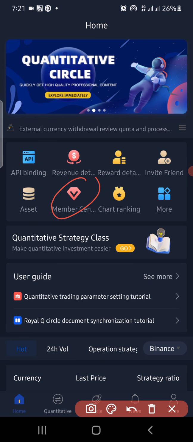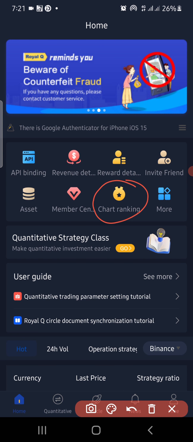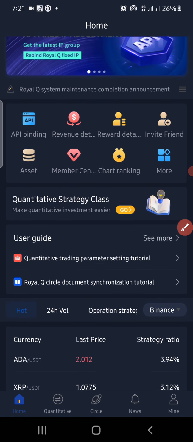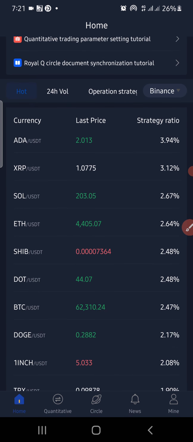Then here is your ranking. Then here, that is referral ranking. Then how do you trade on ROYALQ? So before we go to how you trade, of course, look at the interface here.